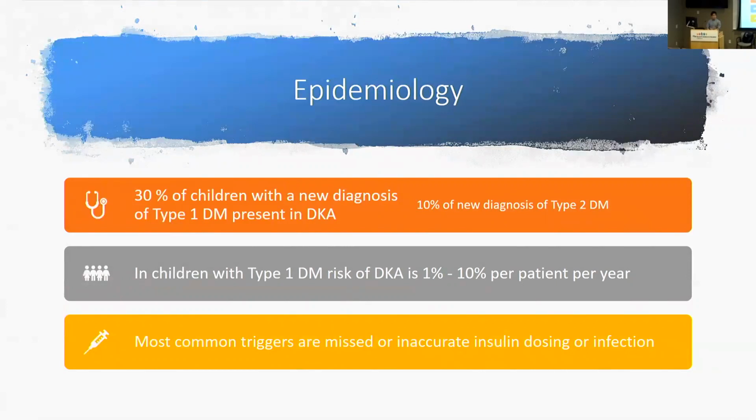In children with known type 1 diabetes, their risk for going into an episode of DKA tends to be about 1 to 10% per patient per year. And most commonly, these are triggered by missed or inaccurate insulin dosing or infection, injury, or some other stressor. And the likelihood of which things have triggered it varies with age, as many of you may have seen. As you get into the adolescent and teenage years, infections and injuries become less common, and it's more about ineffective or just missing their insulin altogether.